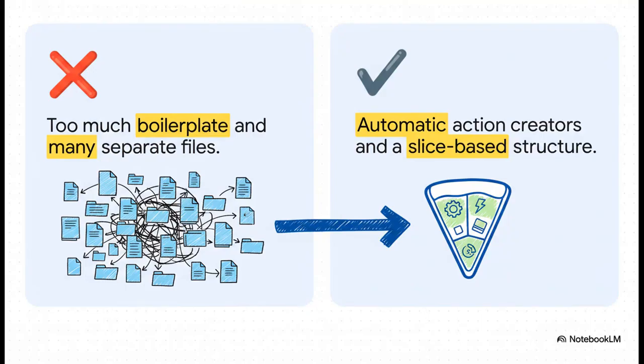And this chart just says it all, doesn't it? Every single one of those major headaches from classic Redux has a direct fix in the toolkit. Too much boilerplate? Gone. Replaced by automatic action creators. Juggling all those files? Solved by the slice structure we're about to see. It's a complete reimagining of the experience.